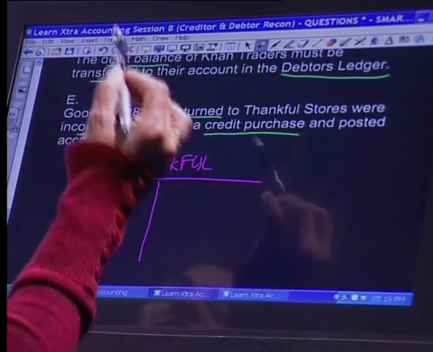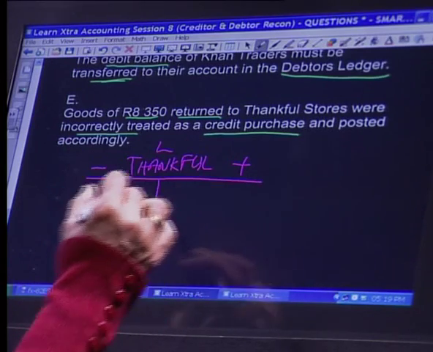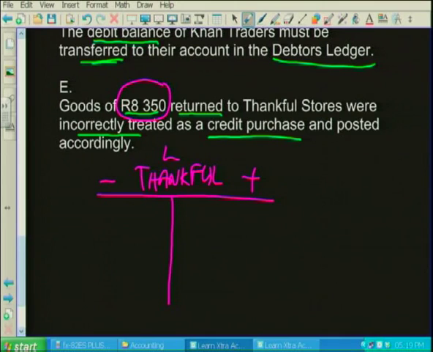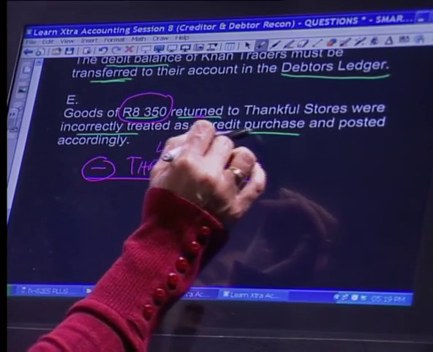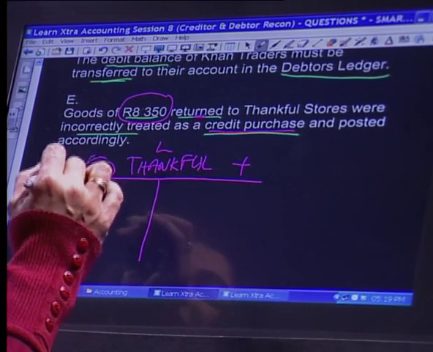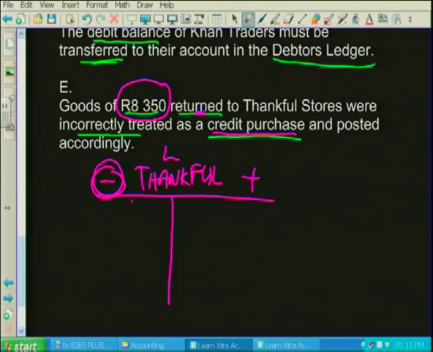Thankful Stores, again, remind yourself, is a creditor, so liability minus plus. We obviously purchased goods for 8,350. Not happy maybe with the quality, and we decide now to return these items. The moment we return items, we will owe our creditors less money. So instead of treating this as a return, we've now treated it as a credit purchase. So instead of decreasing Thankful Stores with an amount of 8,350, this wasn't done, we then credited Thankful Stores with 8,350. In other words, we increased our balance with this amount of 8,350.